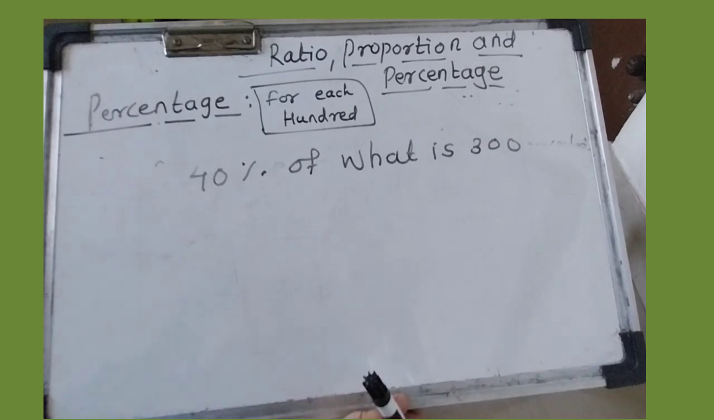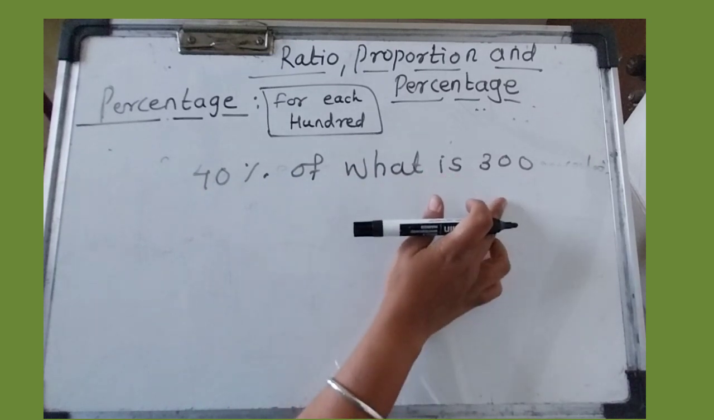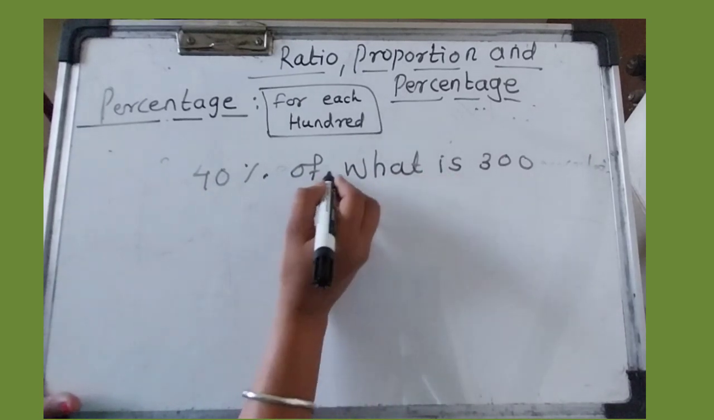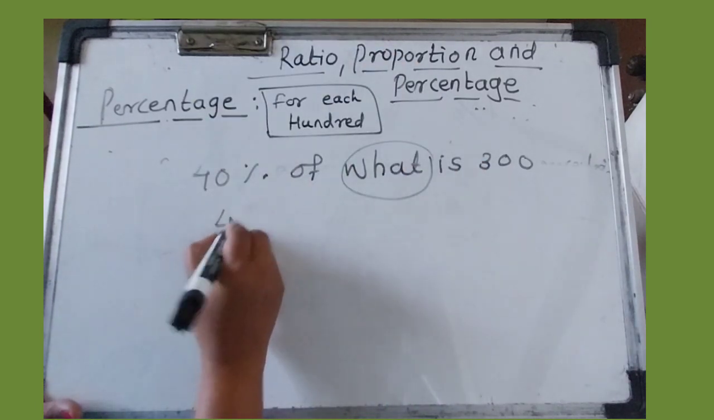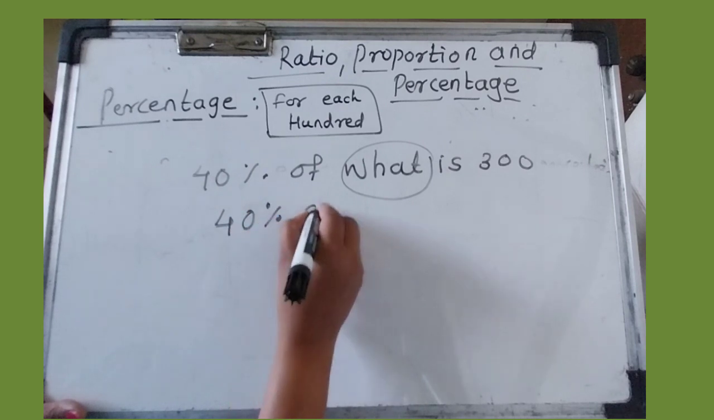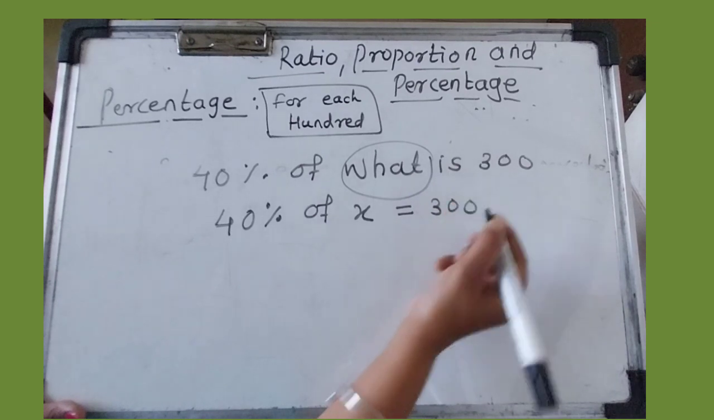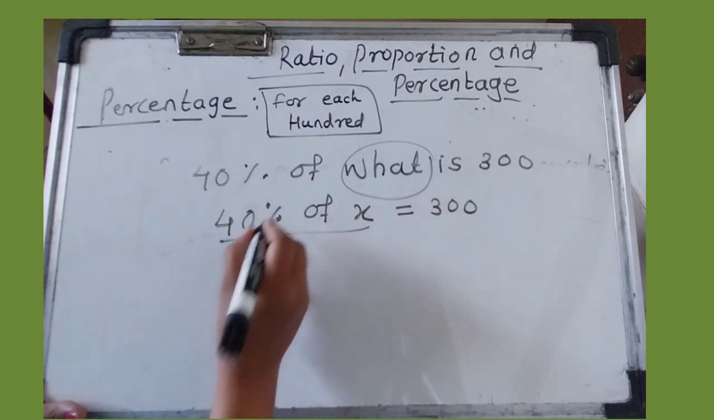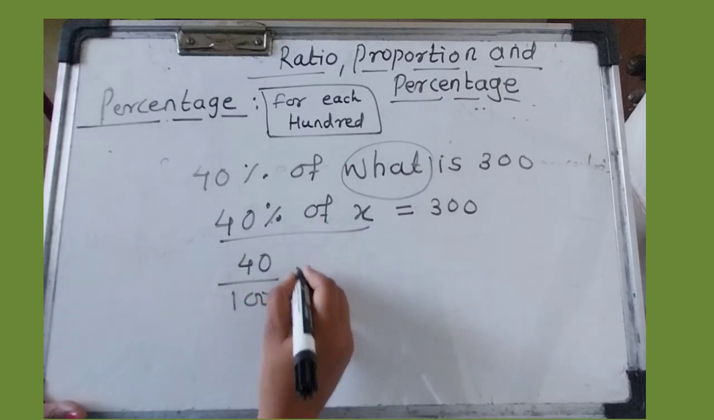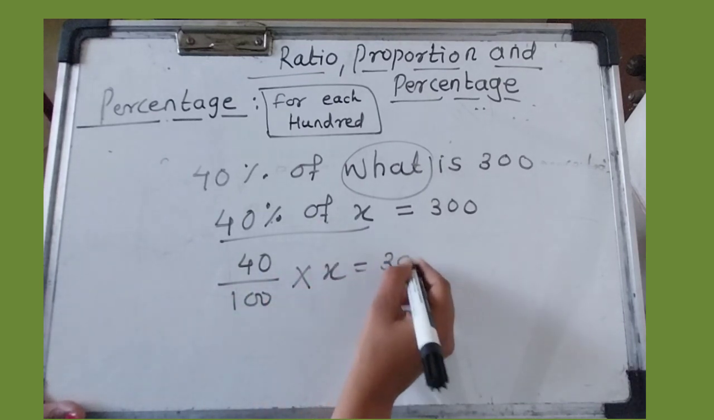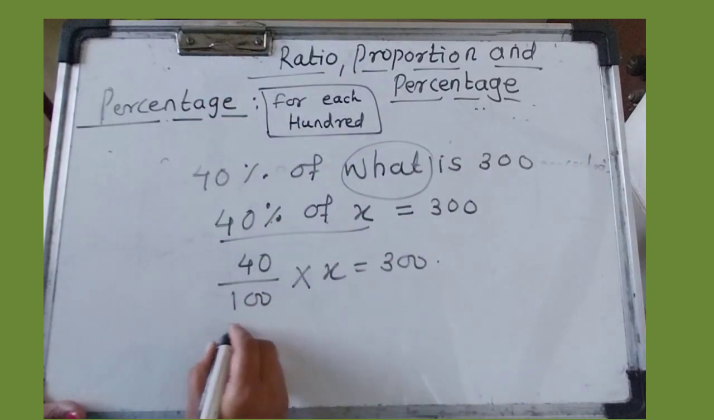Sometimes they change the question. What is the question? 40% of what is 300? Of what is, this is my question. So I put here 40% of x is equal to 300. And we know this technique. This sign is replaced by upon 100, of is replaced by into x, equal to 300. So arrange these numbers and find the x value.